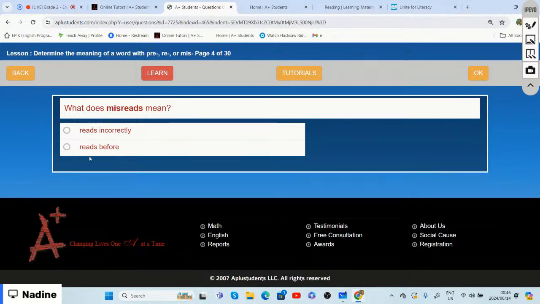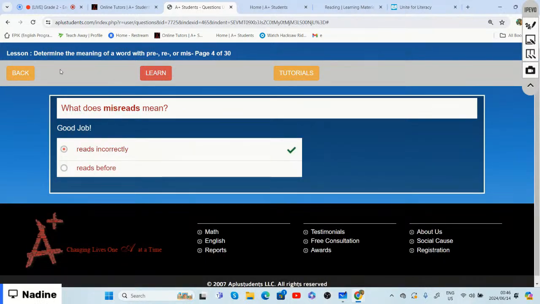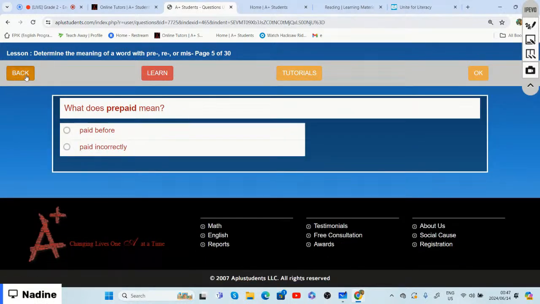All right. And if we want to say what the meaning of misread is, then yes, it's to read incorrectly, it is to read poorly or to read wrongly. Right? So well done, guys. Well done. All right, so this is now the end of our lesson on prefixes and suffixes.